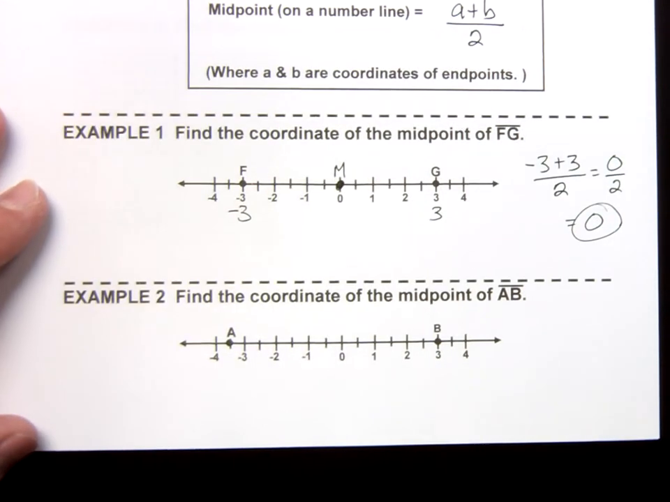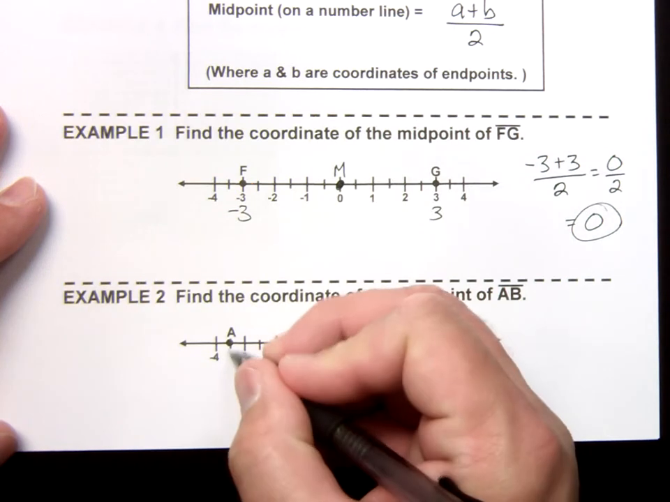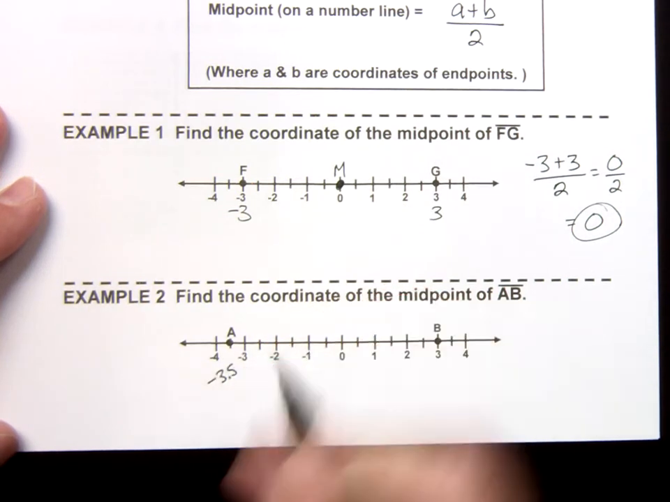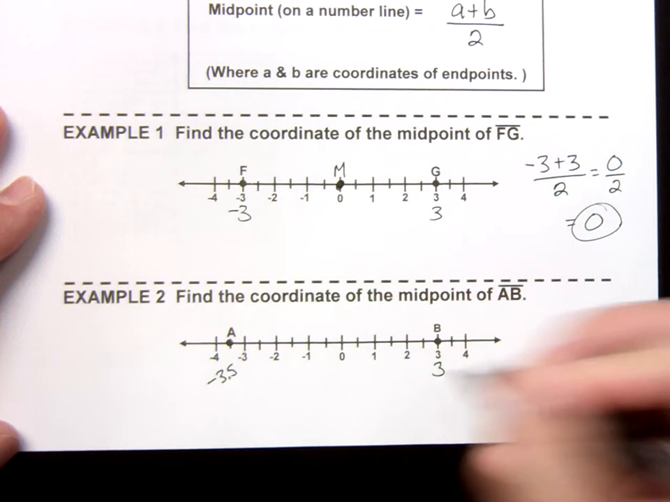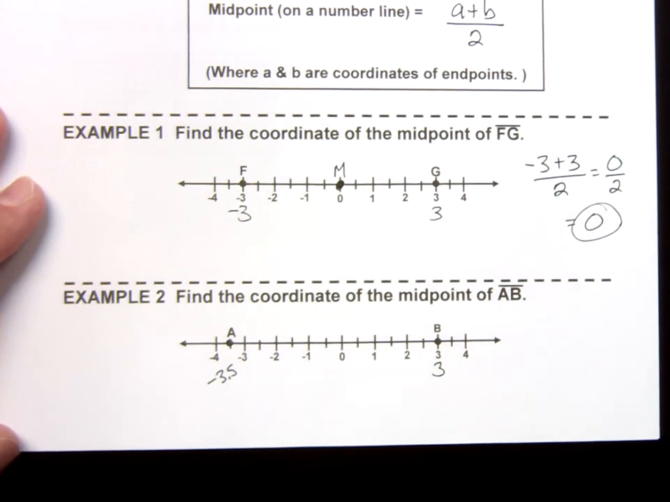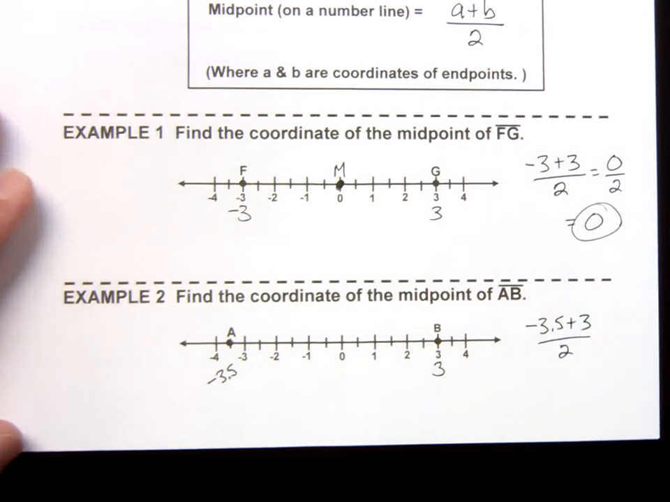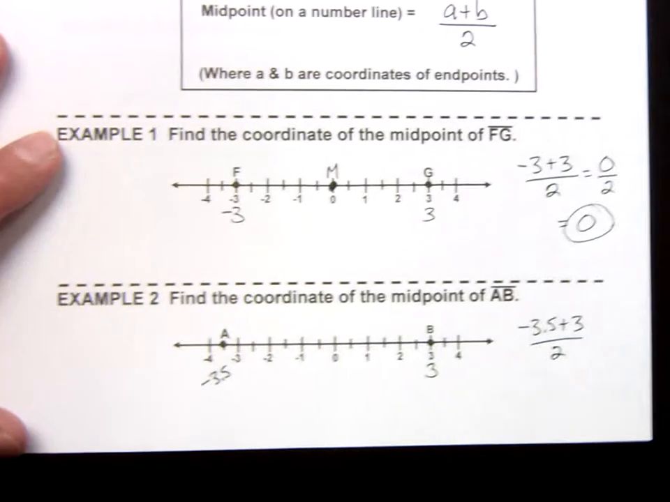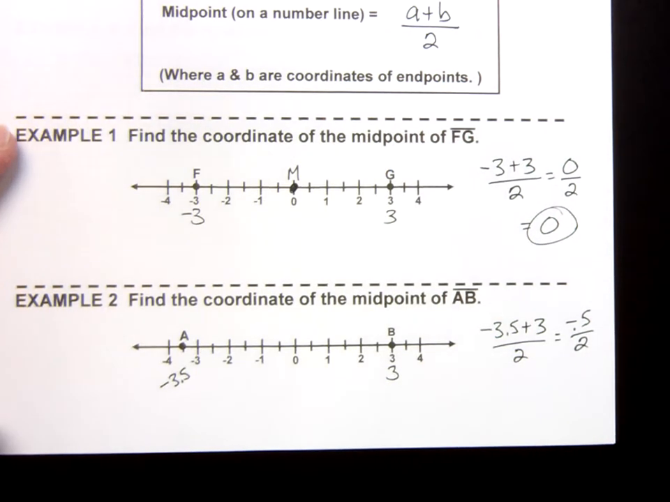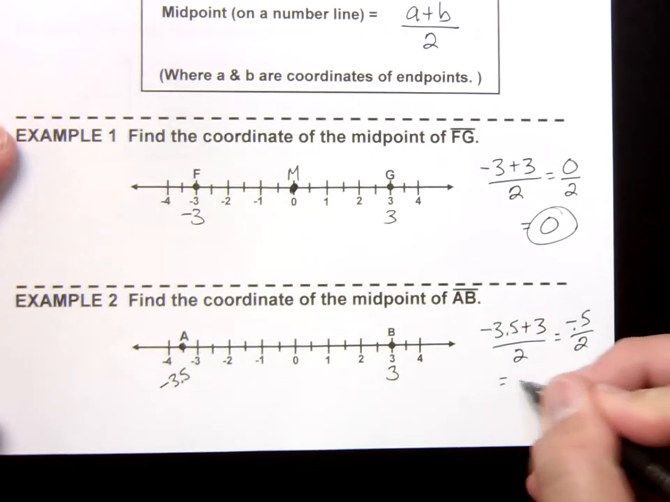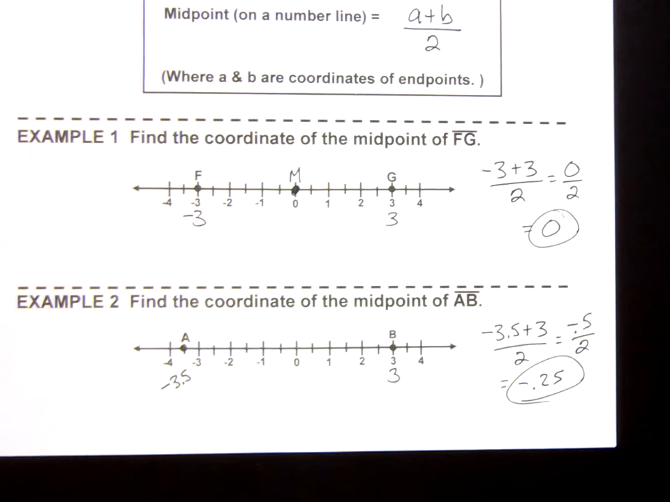Okay, let's do the same thing on example 2. Find the coordinate of the midpoint of line segment AB. Here's point A, and this is at the point -3.5. Okay, it's halfway between -3 and -4. And then B is 3. So those are our 2 endpoints, -3.5 and 3. I'm plugging those into the formula. I'm just averaging them. I add them together, and I divide by 2. So -3.5 plus 3 is -0.5. And -0.5 divided by 2 is -0.25. So the midpoint is going to be at the coordinate -0.25.